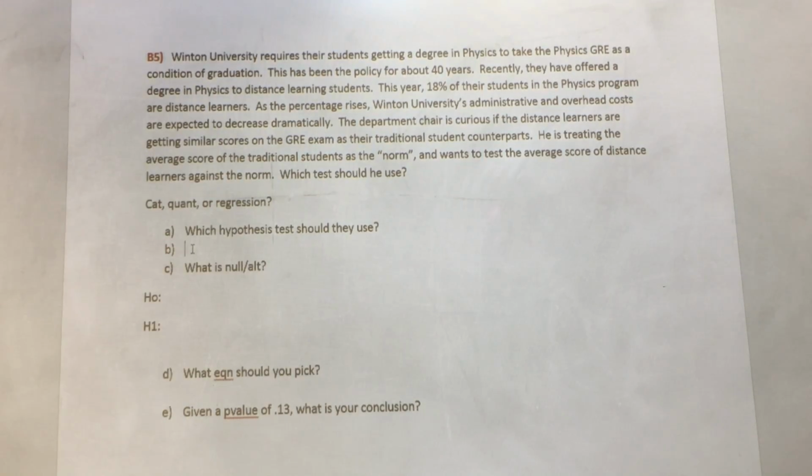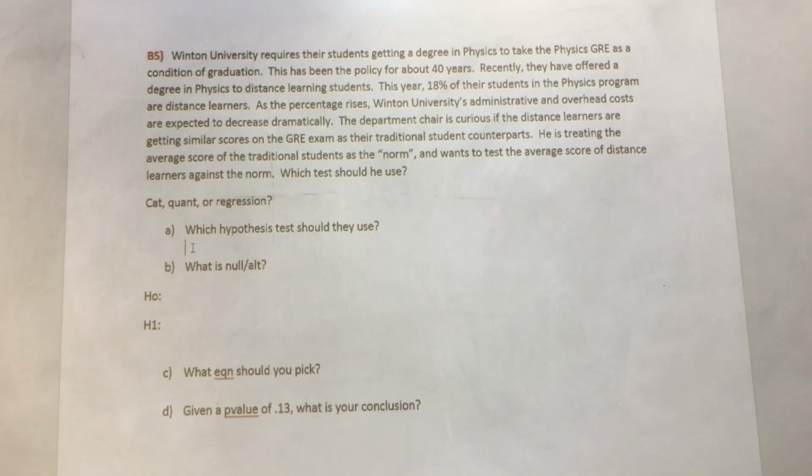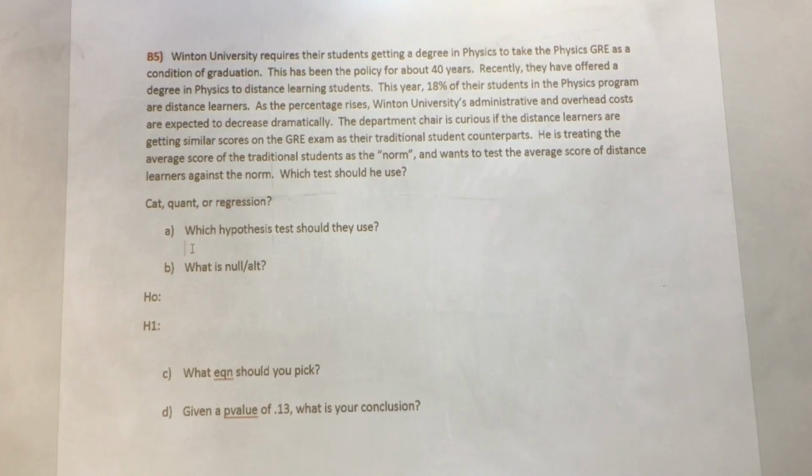Okay. So, Winton University requires their students getting a degree in physics to take the physics GRE as a condition of graduation. That's mean. Okay? It's been the policy for about 40 years. Recently, they've offered a degree in physics to distance learning students. This year, 18% of their students in the physics program are distance learners. As the percentage rises, Winton University's administrative and overhead costs are expected to decrease dramatically.